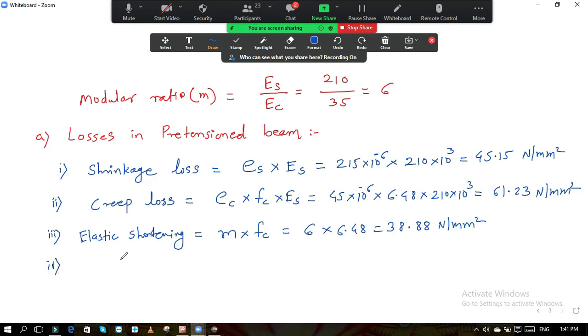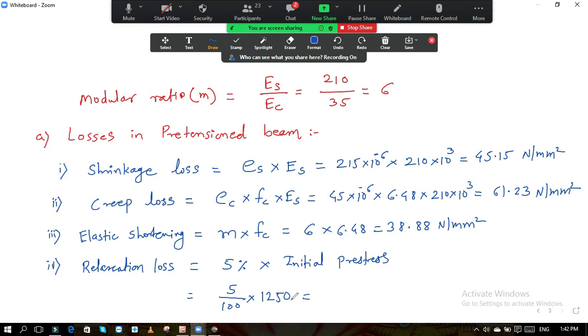And now the last thing is relaxation loss. This is also called creep of steel, not shrinkage. Relaxation loss is 5% of initial pre-stress, as given. So 5% of initial pre-stress is equal to 5 divided by 100 into our initial pre-stress, 1250. So it is 62.5 Newton per mm square.